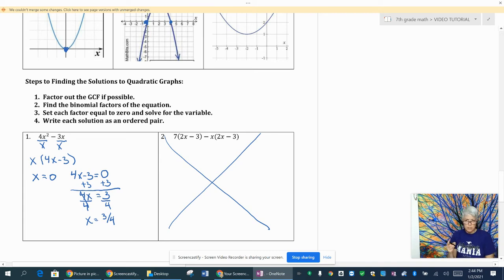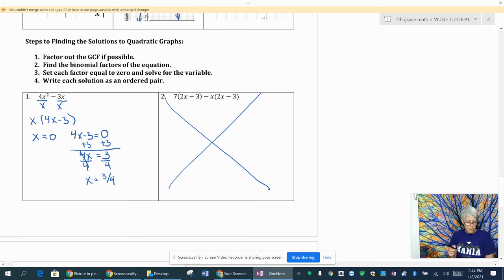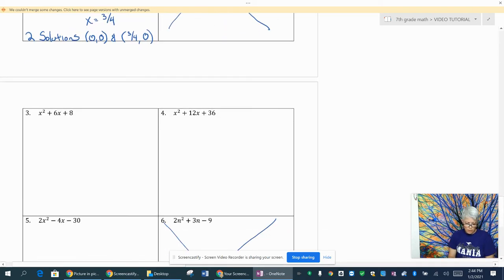So my two solutions are going to be 0 and 3 over 4, and I'm going to write those as ordered pairs. So we have two solutions, and it's going to be (0, 0) and (3/4, 0). Because remember, the x is the x of an ordered pair. Okay, and then the y is 0 because when you are crossing over the x-axis, y is always 0. So let's go ahead and skip number 2 for time. We're going to go look at the next one.